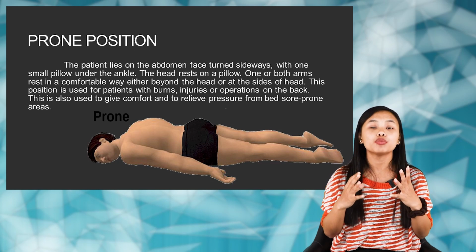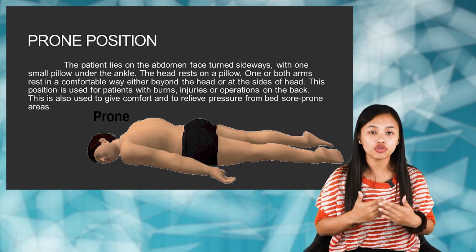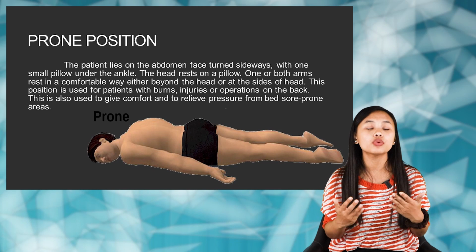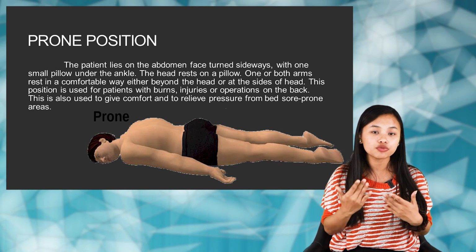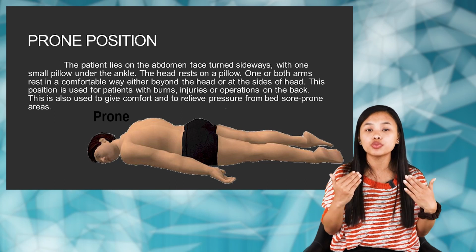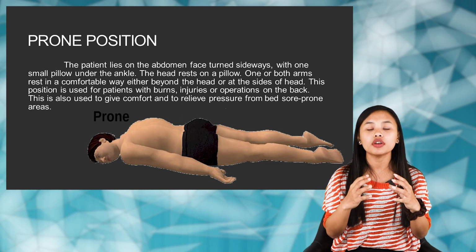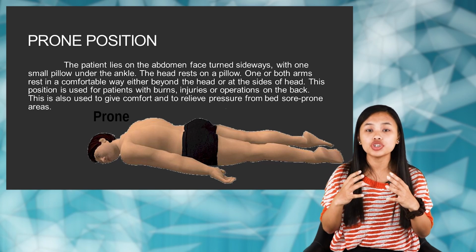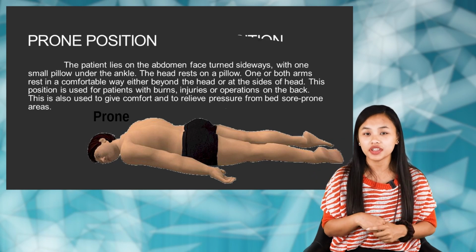So this is about the prone position, where the client will be lying on their abdomen, their face will be turned sideways, and there will be a pillow which will be provided for the client to support his head, as well as one small pillow which will support their ankle. And here we must make sure that one or both arms of the client rest in a comfortable position, either beyond the head or at the sides of the head.